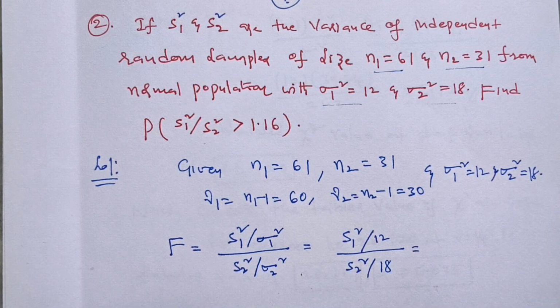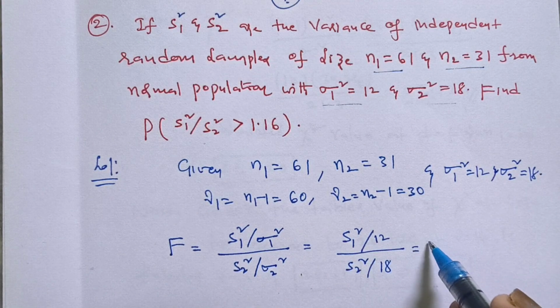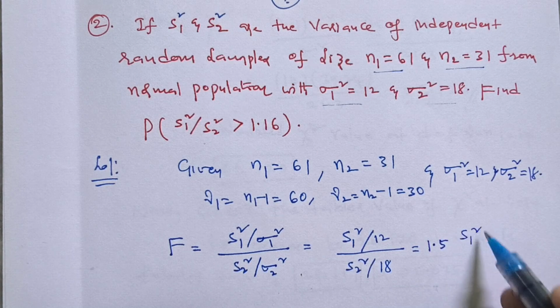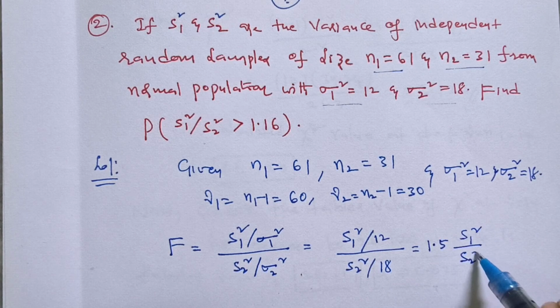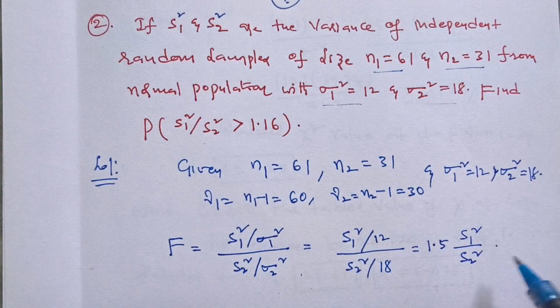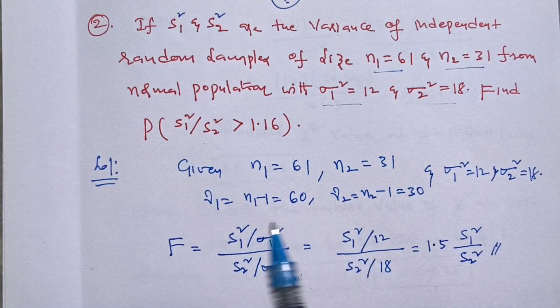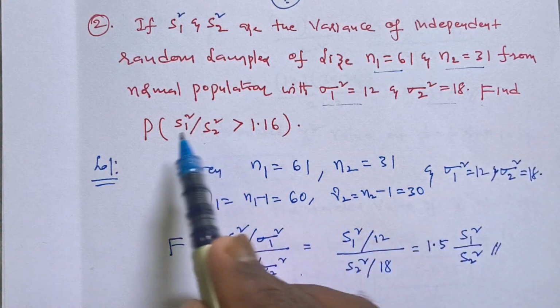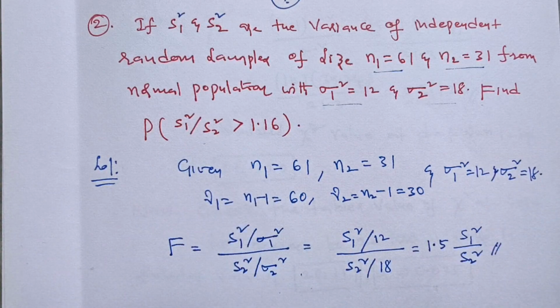S1 square by 12 whole by S2 square by 18. So here the denominator value is a fraction. So S1 square by 12 into 18 by S2 square. That means 18 by 12 is there. So that value is 1.5 into S1 square by S2 square.